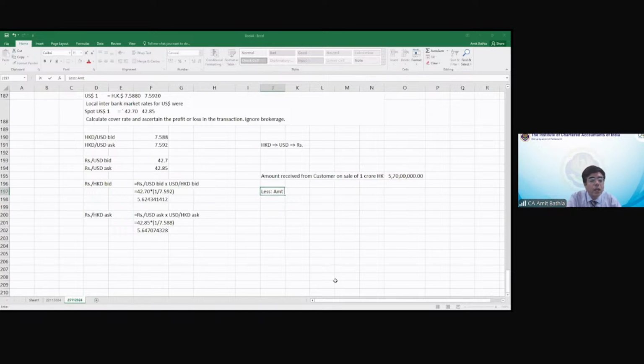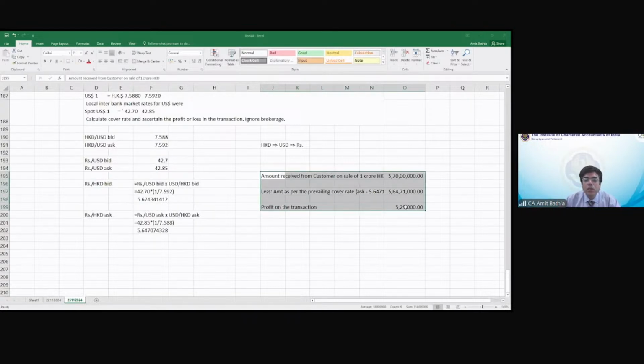The amount received is already calculated. The amount as per the prevailing cover rate. What is the cover rate over here for me? Ask rate, which is 5.6471. So what is the profit over here by the bank? 5,29,000 profit on the transaction. Any doubts, any questions?